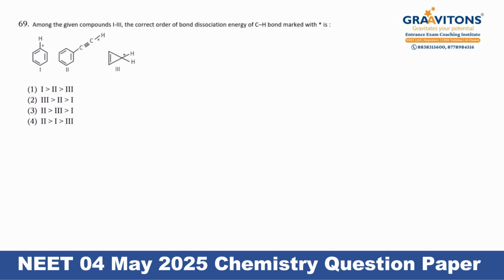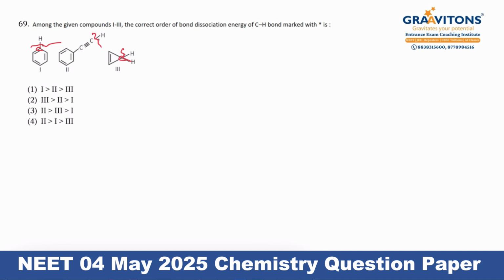69th question, among the given compounds, the bond dissociation energy of the CH bond marked with an asterisk. So here you can find the three structures with carbon containing an asterisk mark. So we are going to see what happens when the bond between this carbon and hydrogen gets dissociated. When it dissociates and gives you a stable ion, then it easily goes and has a lower bond energy.